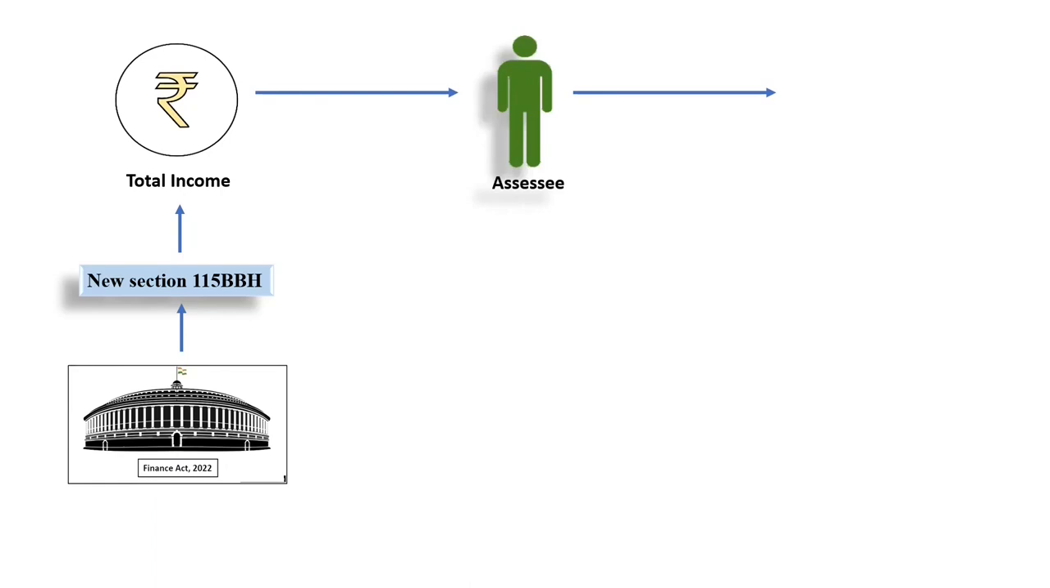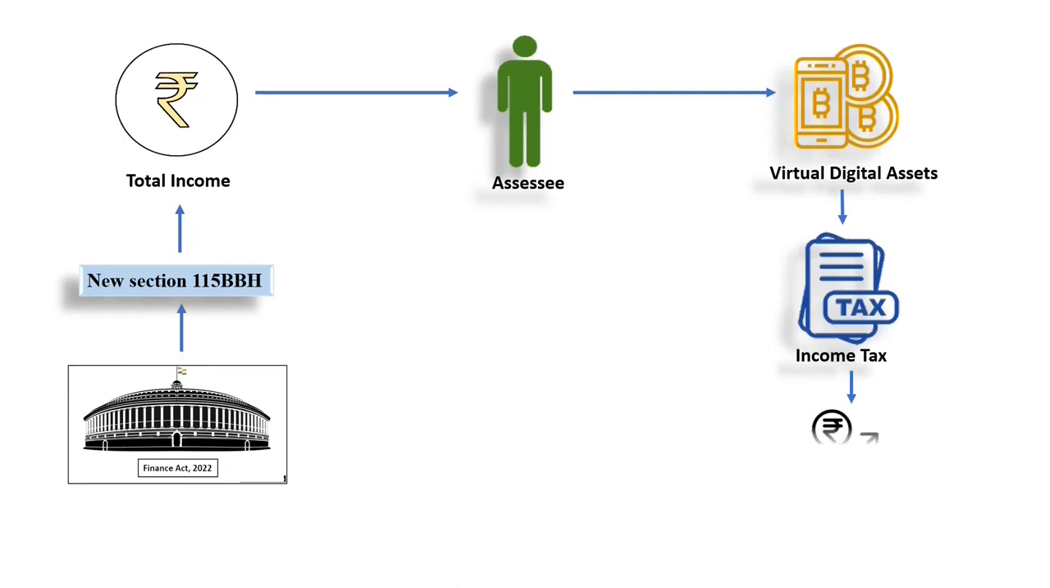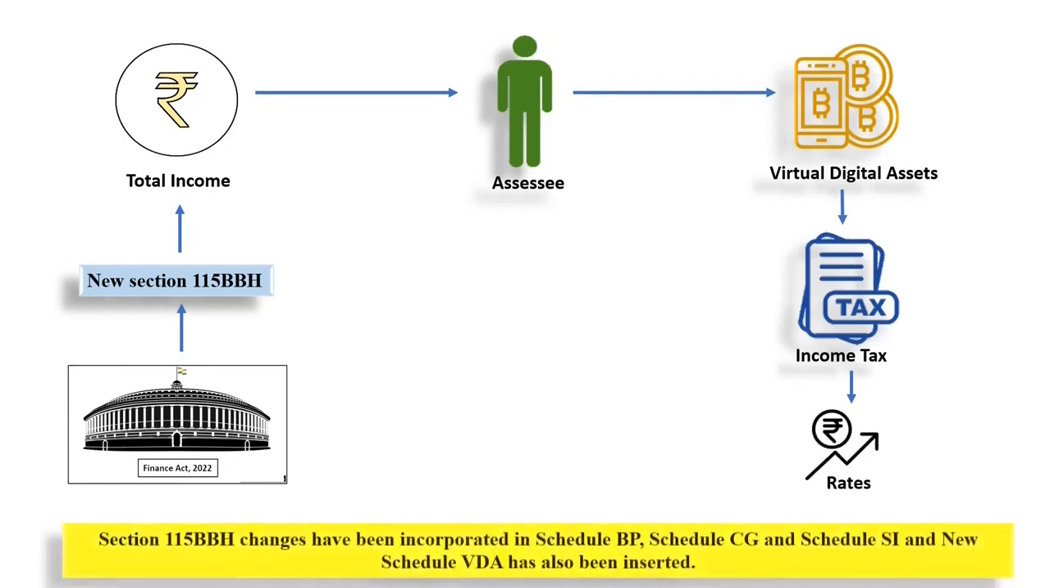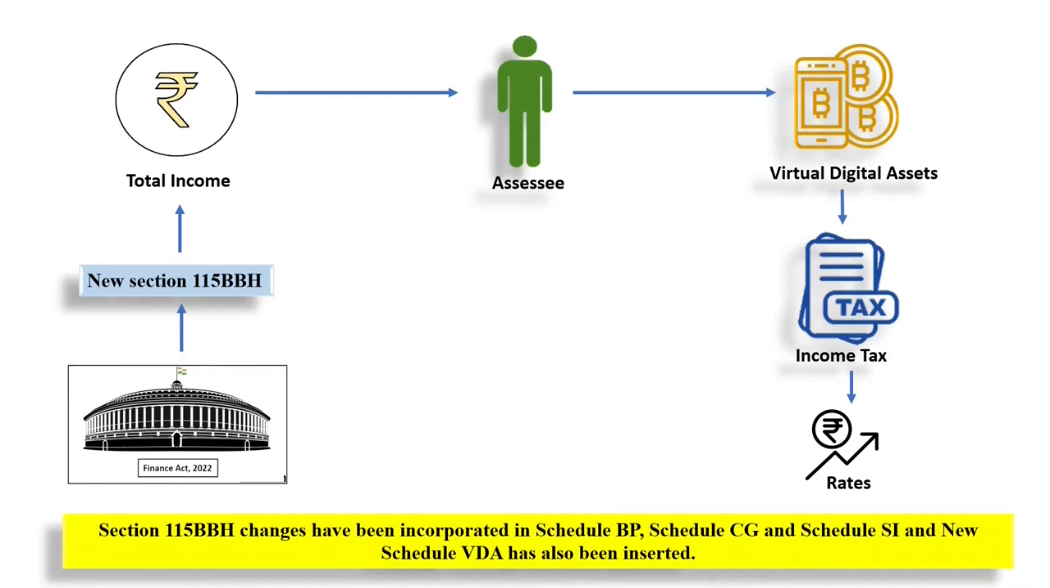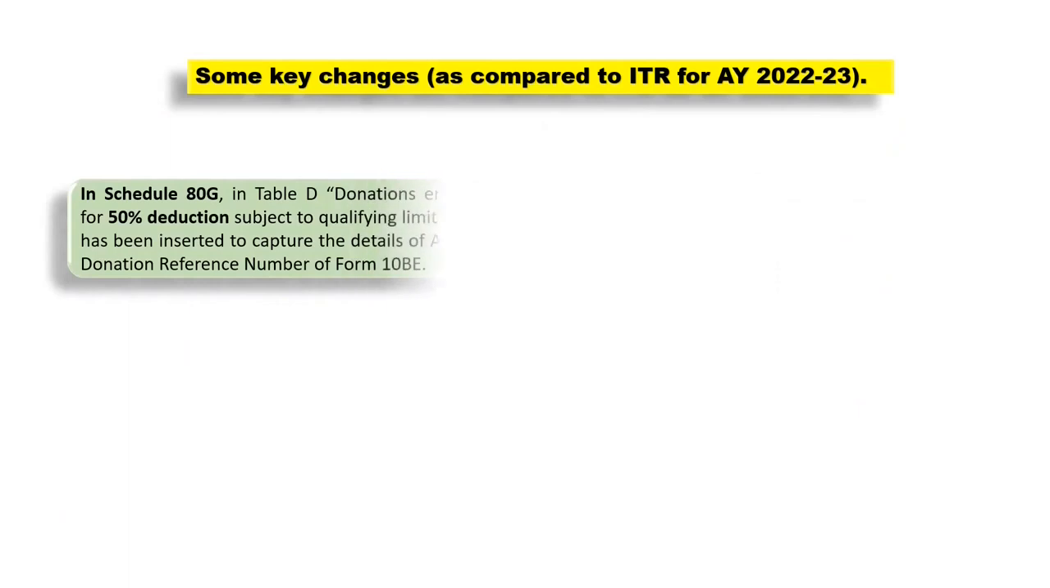Further, as per Finance Act 2022, a new section 115BBH has been inserted in the Act to provide that where the total income of an assessee includes any income from transfer of any virtual digital assets, income tax payable on such income shall be as per the prescribed rates. Section 115BBH changes have been incorporated in Schedule BP, Schedule CG and Schedule SI, and a new schedule, Schedule VDA, has also been inserted. Also in Schedule 80G in Table D, donations entitled for 50% deduction subject to qualifying limit, a field has been inserted to capture the details of ARN of donation reference number from Form 10BE.